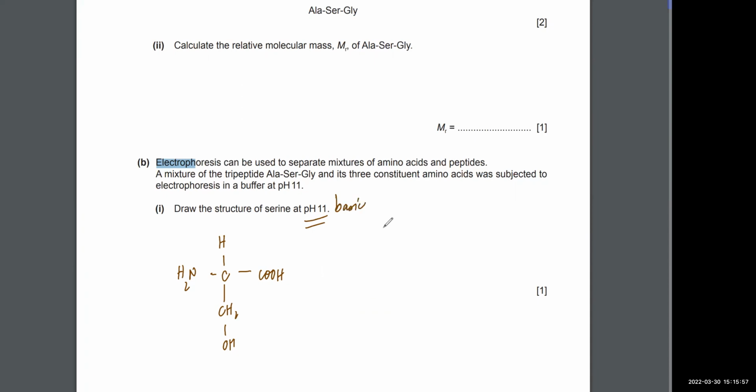COOH will lose. Yes, because basic means there are too many OH ions, so the H+ would be lost, and because of that, serine would look like this. It will have a negative ion. Then it will get attracted to the positive side. Okay, this is done.